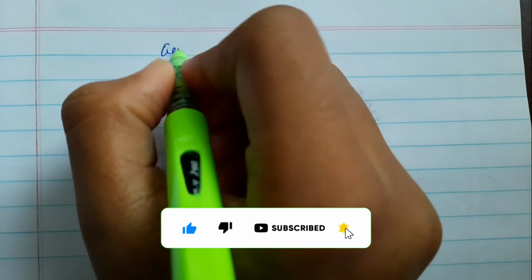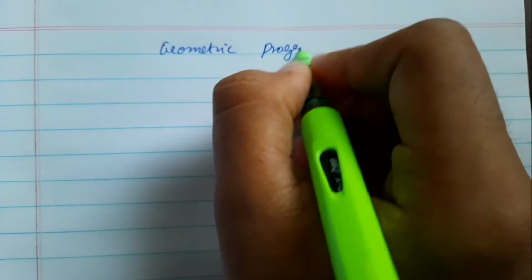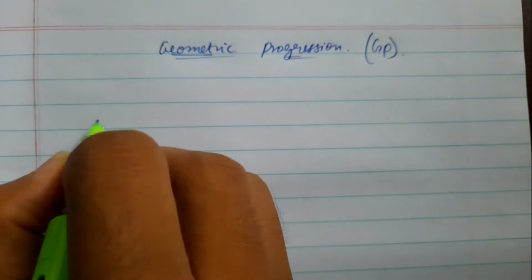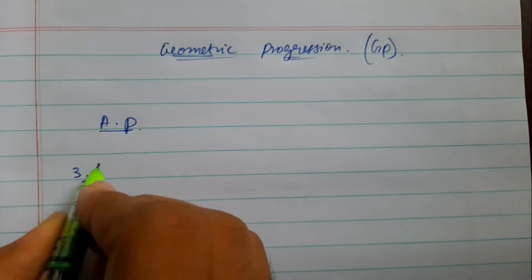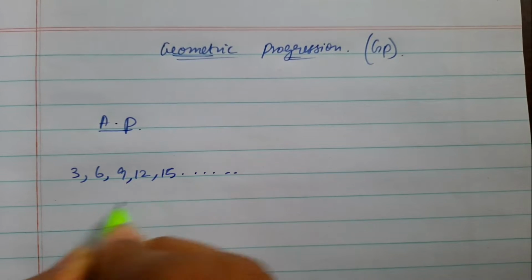Today we are going to see the geometric progression. We call it GP. Already we have seen arithmetic progression. AP means arithmetic progression. For example, the series 3, 6, 9, 12, 15, etc.